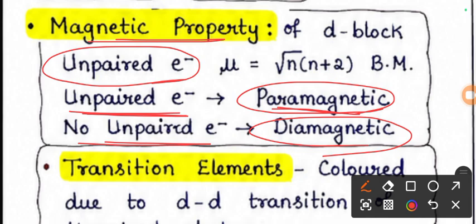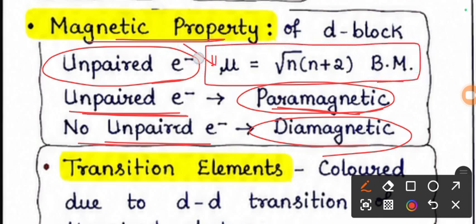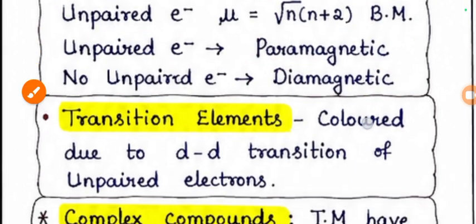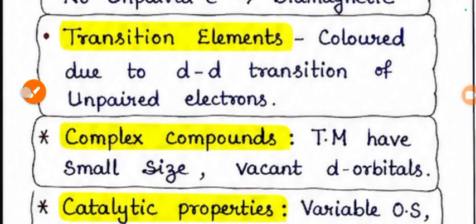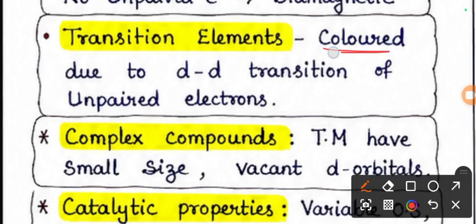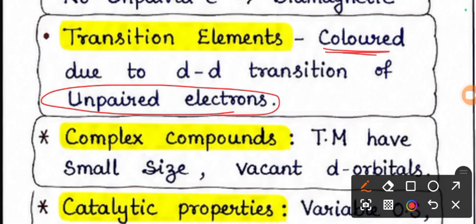So the magnetic moment is calculated by the spin only formula. This is the spin only formula, where magnetic moment is equal to root of n into n plus 2 Bohr magneton. Bohr magneton is the unit and n is the number of unpaired electrons. Another most important point here is that transition elements are colored, and the reason is that the unpaired electrons in the transition elements undergo d to d transition. Because of d to d transition, they are colored.